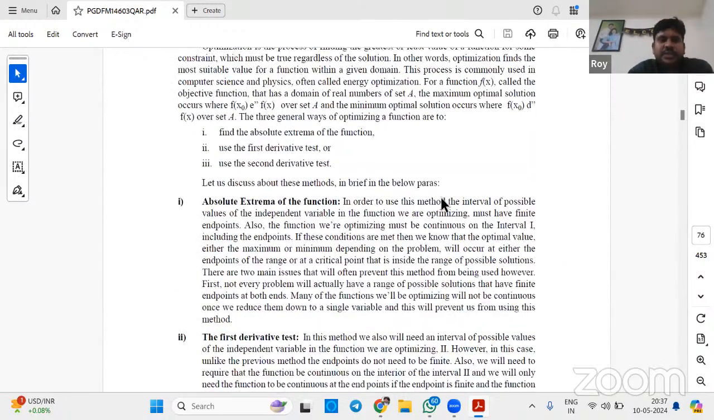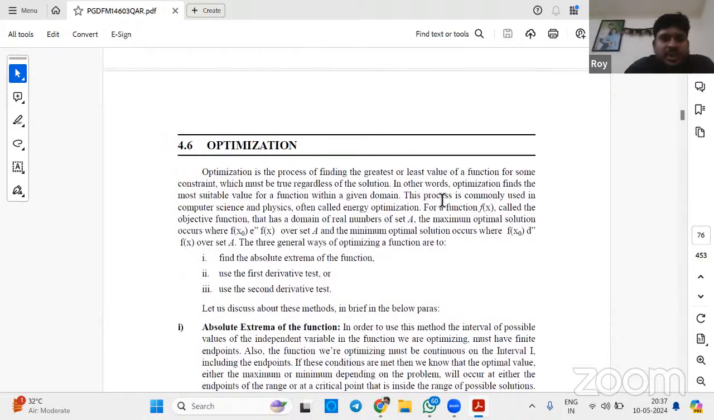Now, in 4.6, optimization is another important thing. Optimization is the process of finding the greatest or least value of a function for some constraint, which must be true regardless of the solution.